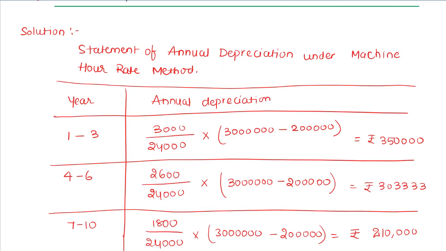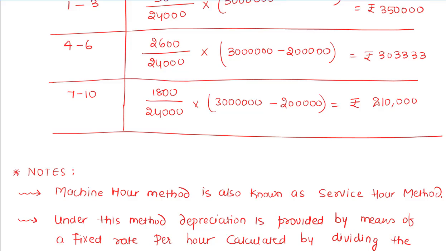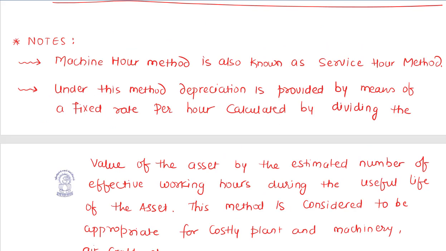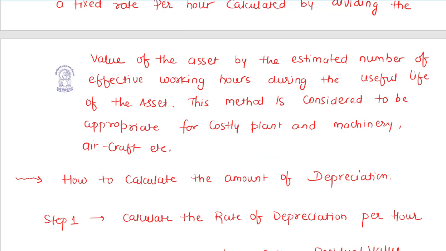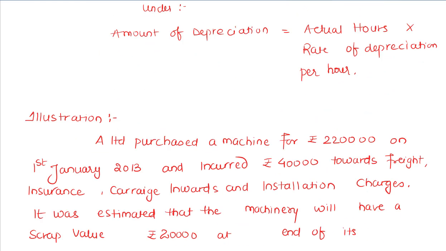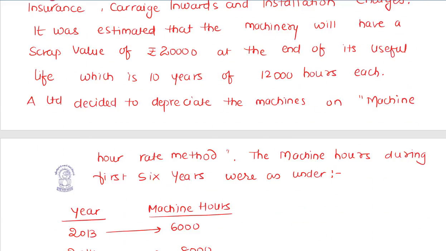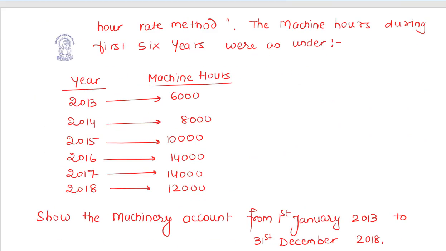Then we have solved an illustration and calculated the depreciation for year 1 to year 3, year 4 to year 6 and year 7 to year 10. We have written some notes in relation to depreciation by machine hour rate method. We have seen how to calculate the amount and rate of depreciation using machine hour rate. And then we have written this long illustration.